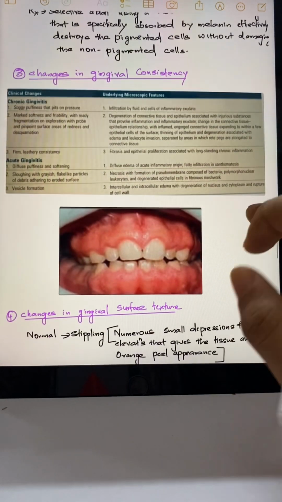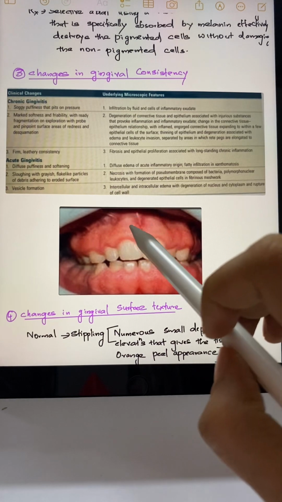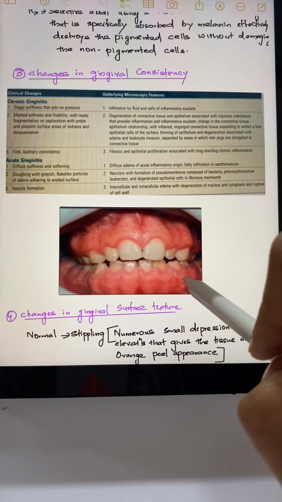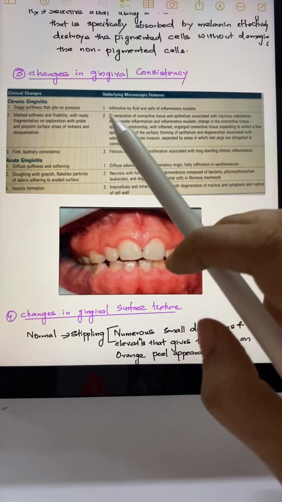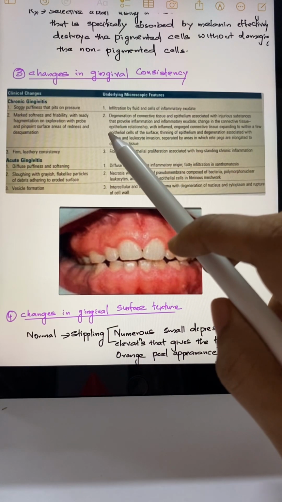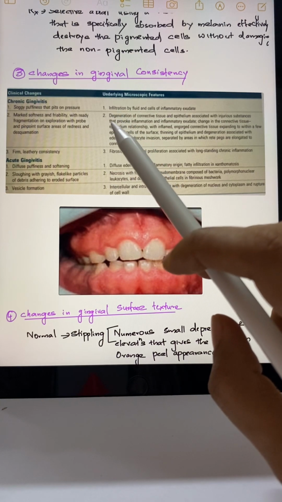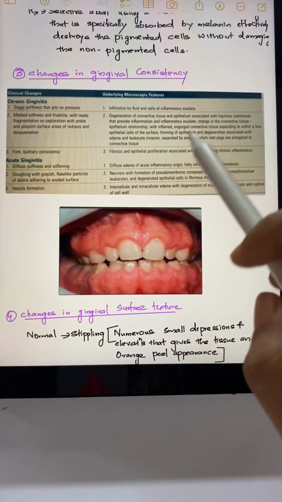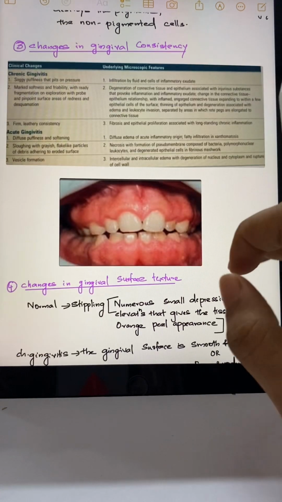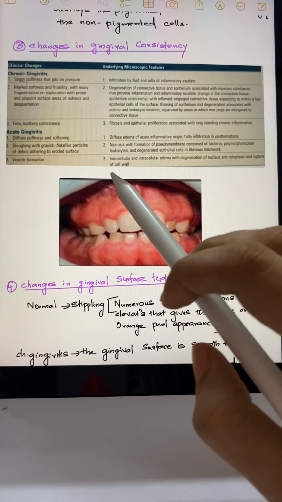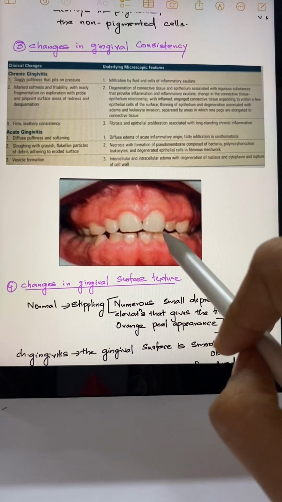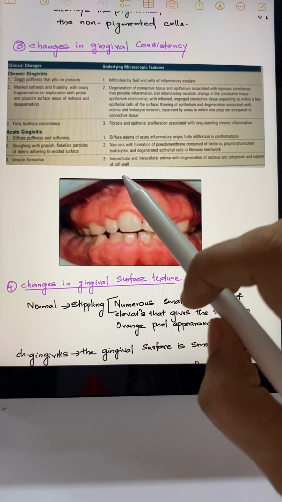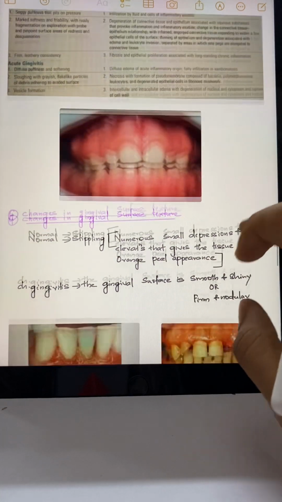Then changes in the gingival consistency. So this varies between chronic gingivitis and acute gingivitis. In chronic gingivitis we can see soggy areas, softness and friability. Then sometimes we can see a firm and leathery consistency. And in the case of acute gingivitis, we can see diffuse puffiness and softening of the gingiva, then sloughing with grayish, flake-like particles of debris, then vesicle formation.